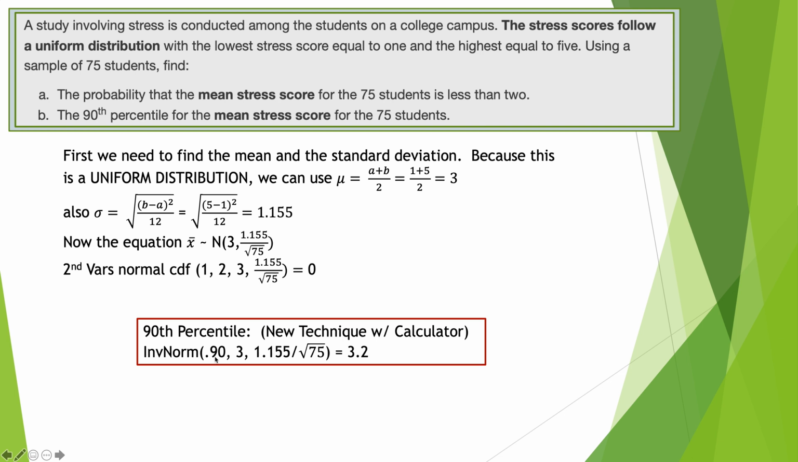And if you want to find the 90th percentile, you just convert that to a decimal, 0.90. The mean is 3. The standard deviation, sample error, is the same exact thing. Don't change it. Kick it in, 3.2. How easy is that? So much easier than the way to do it using just the table.